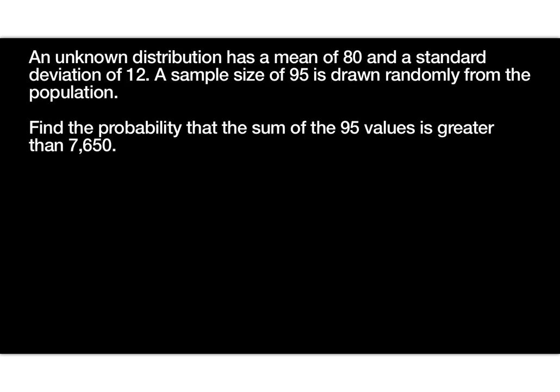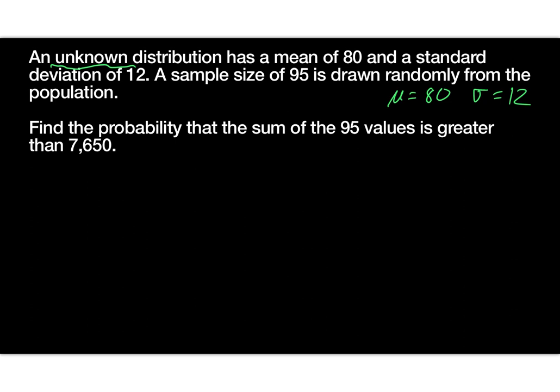So an unknown distribution has a mean of 80 and a standard deviation of 12. This is important. That'll mean something. So the mean was 80. The standard deviation of that was 12. So I'm going to write those two things down.